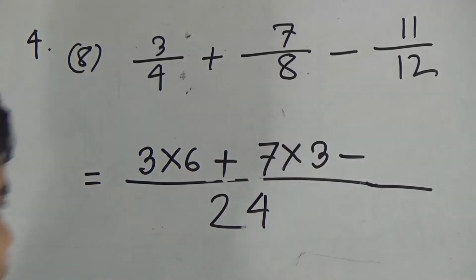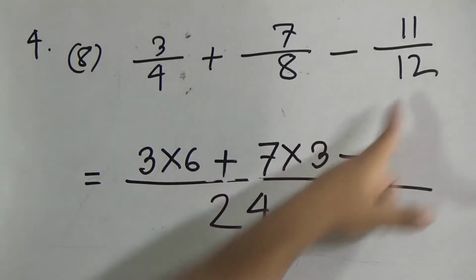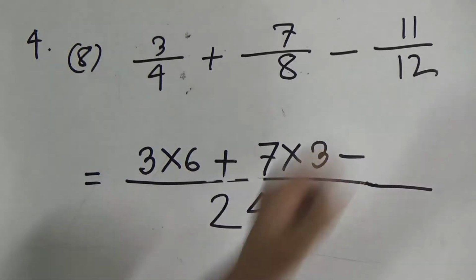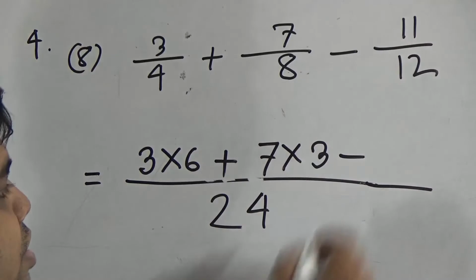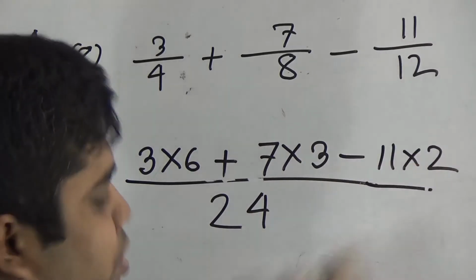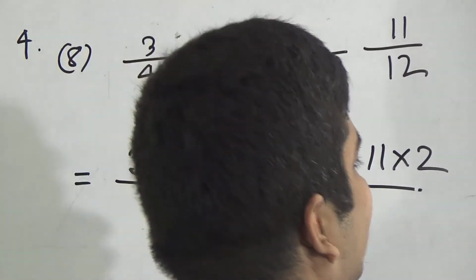After that we divide this LCM by the denominator of the third fraction. Here the denominator is 12. We divide 24 by 12 and we get 2. That 2 is multiplied with this 11. So 11 multiplied by 2. I hope you have understood. Now dear students, we do the calculation.